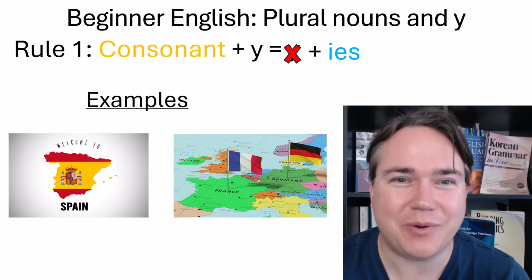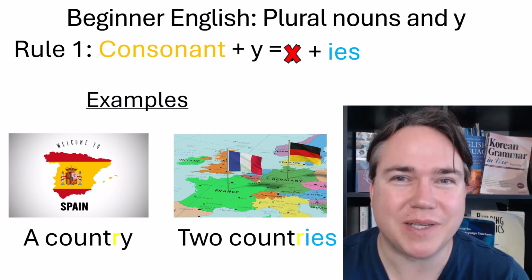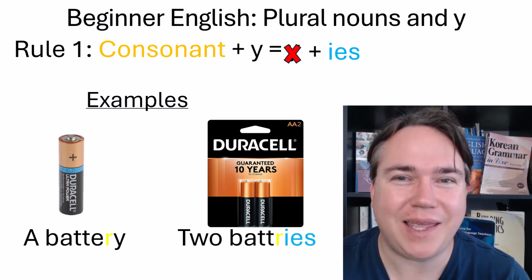By now you should be getting quite good at this. So you can see here, Spain is a country. We have the consonant R and the last letter is Y. So the plural is two countries. Remove Y, add IES. And for this example, a battery. So we have the consonant sound R, or the letter R, and last letter Y. So remove Y and add IES, and we have the plural, two batteries.